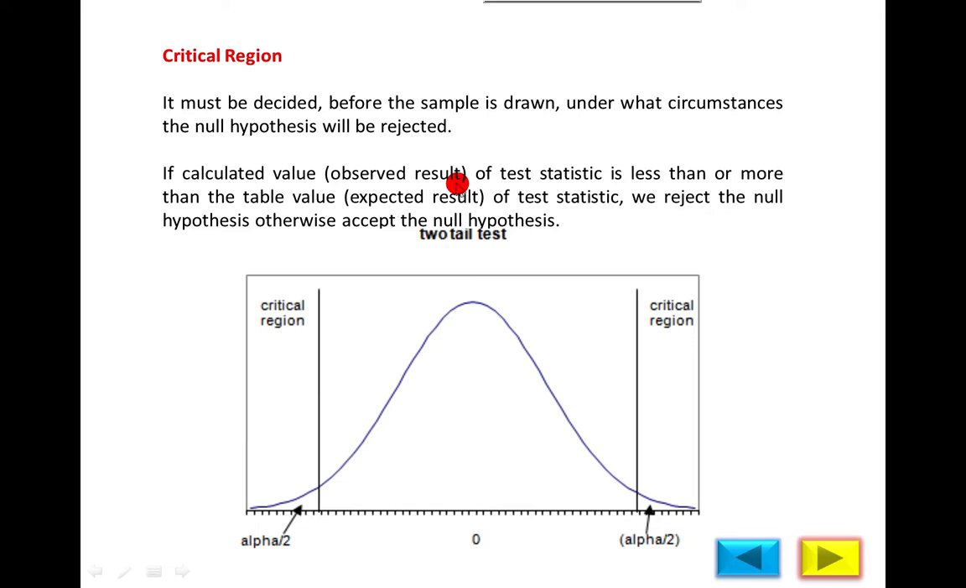The observed result is obtained from the sample data. First we select the sample from the population and then calculate the mean, standard deviation, etc., the sample statistics, and then apply the formula of the test statistic. For testing a hypothesis for the mean we use the t-test, for variance we use the chi-square test, F-test, etc. There are different tests, and we will study them one by one. After calculating the observed result, also called the calculated value of the test statistic, we find another test statistic value from the table.